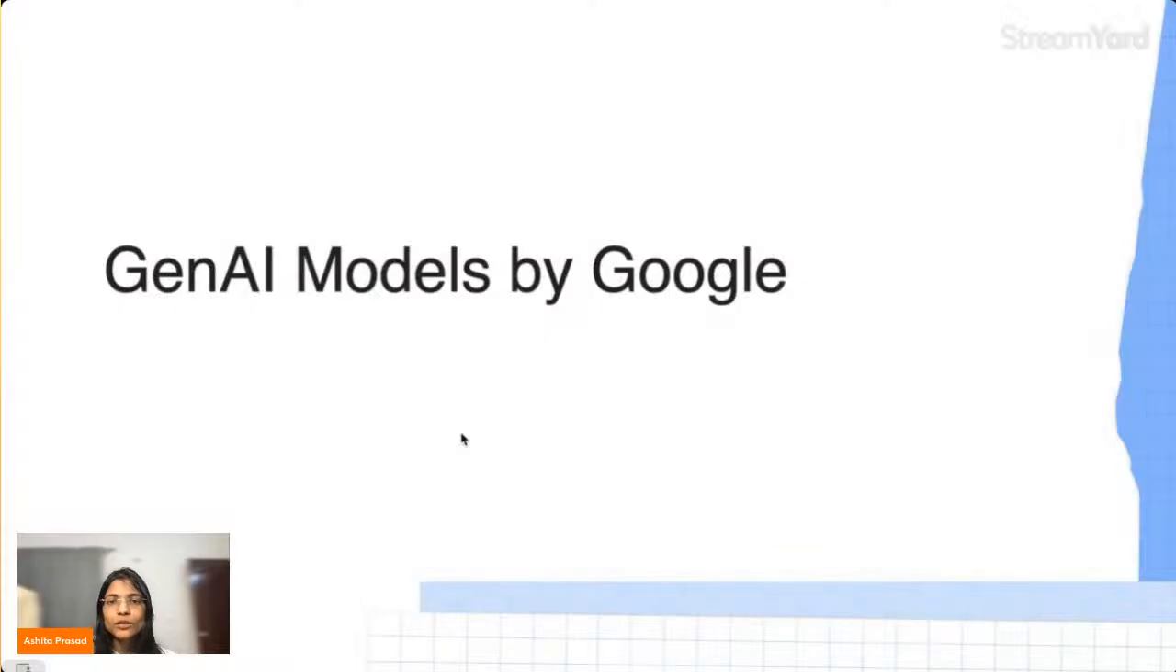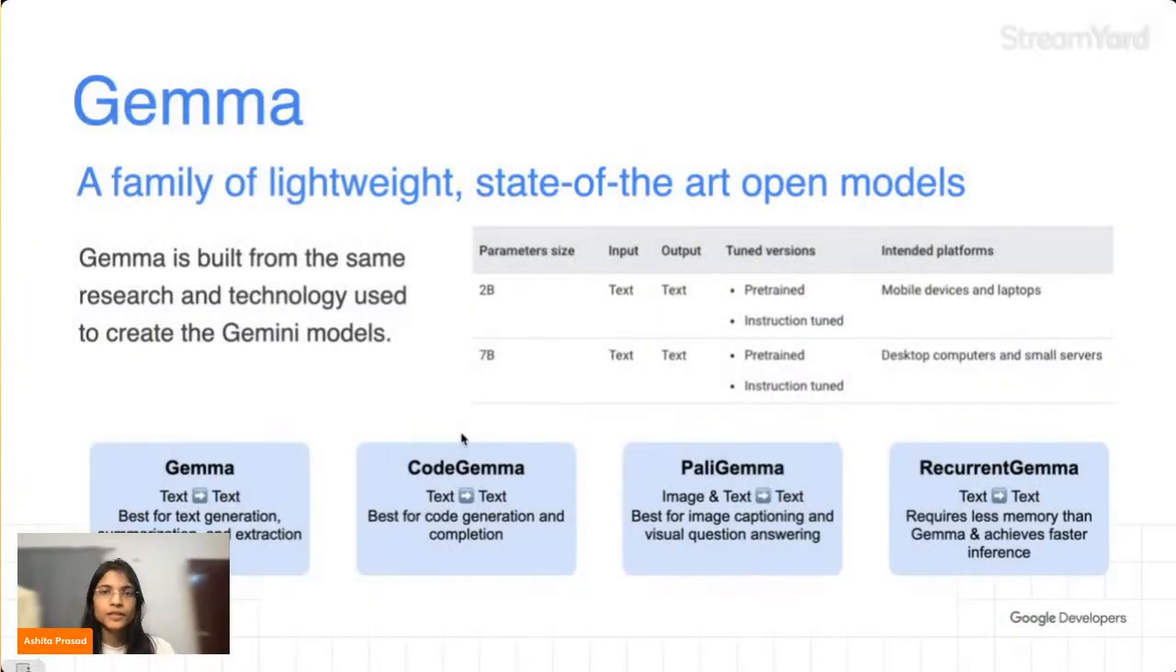So we'll now quickly take a look at the open source model by Google, which is called Gemma. Gemma is a family of lightweight, state-of-the-art open models, built from the same research and technology that has been used to create their proprietary closed-source Gemini models. Currently, Gemma is available in 4 parameter sizes: 2B, 7B, 9B, and 27B parameter models. You get them both in instruction tuned and pre-trained versions.